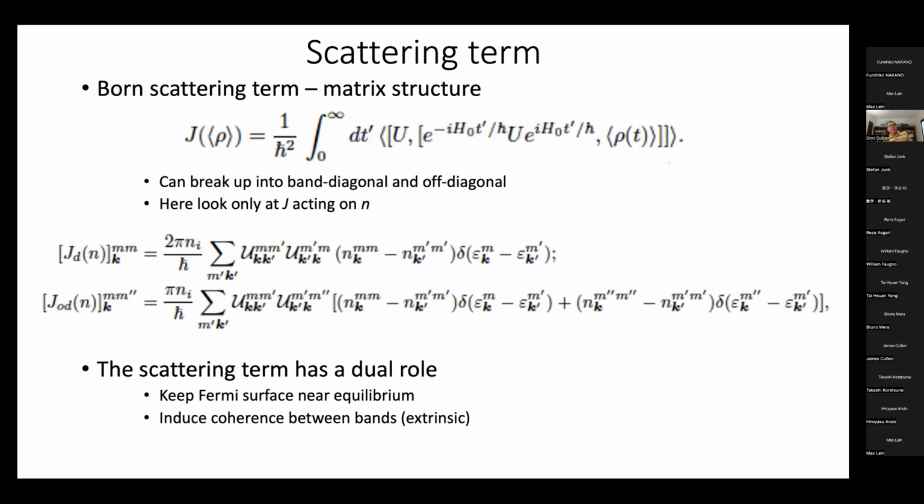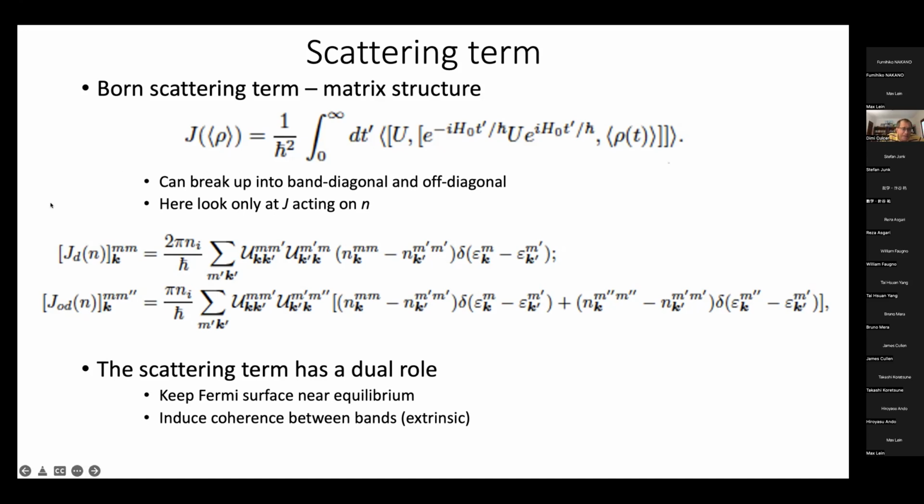Obviously the scattering term is the key to everything. So I want to break stuff up into a diagonal part and an off-diagonal part. At the beginning it's going to be straightforward, but as we keep building up this expansion, it's going to get quite difficult. This is my scattering term in the Born approximation, and I can break it up into a band diagonal part and a band off-diagonal part. Now, of course, the rho itself has a band diagonal part and an off-diagonal part, so there are going to be cross terms, but we're going to deal with those in a minute.